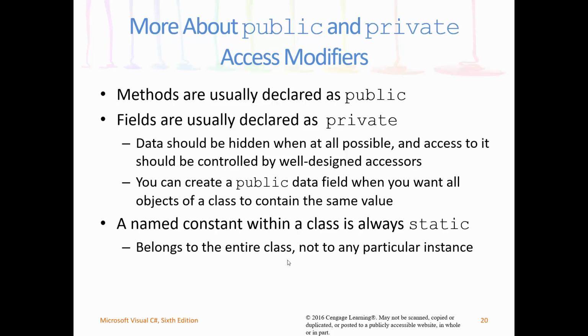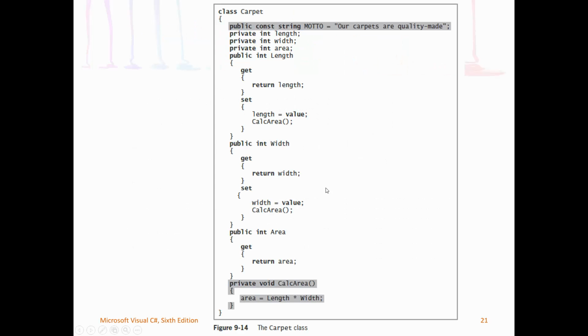So again, as we looked at earlier, methods are usually public. Fields are usually private. Data should be as hidden as possible. Again, that's abstraction, and it's encapsulation. And as I mentioned, you can create public data, but you shouldn't. A named constant, so if you use const within a class, it's always static, which means if I create a constant for a class, it doesn't belong to any instance of the class, it belongs to the class itself. So here's an example of a constant. I don't like this example. I find it very confusing, but you can take a look at it.